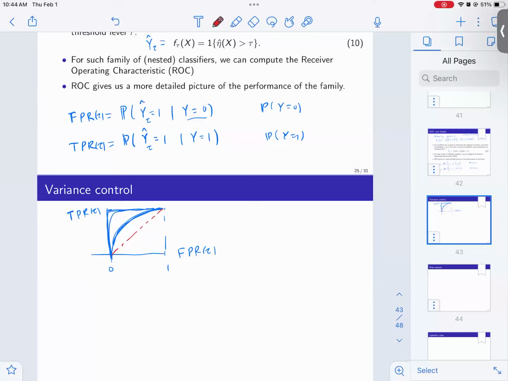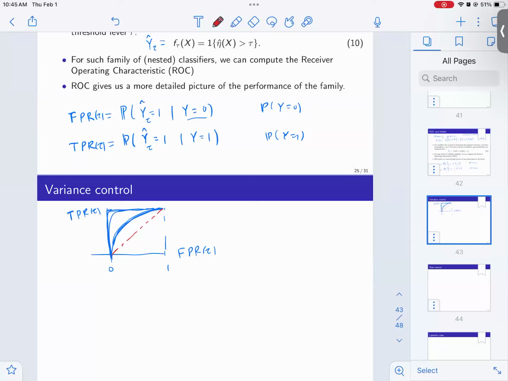So this point, false positive 1 and true positive 1, is easy to achieve. This one is also easy to achieve because I can always declare 0, so the false positive rate would be 0. I want this to be small, I want this to be big. I can make both 0, I can make both 1, those are the two ends. But what happens in between is interesting. If I allow myself a little bit of false positive and I can jump to a high true positive rate, that's a good classifier.